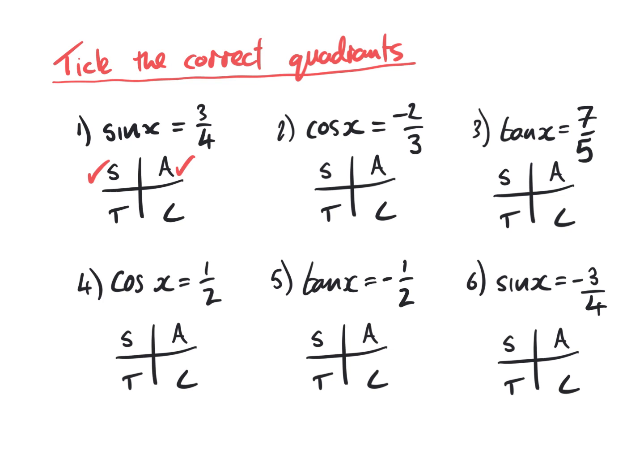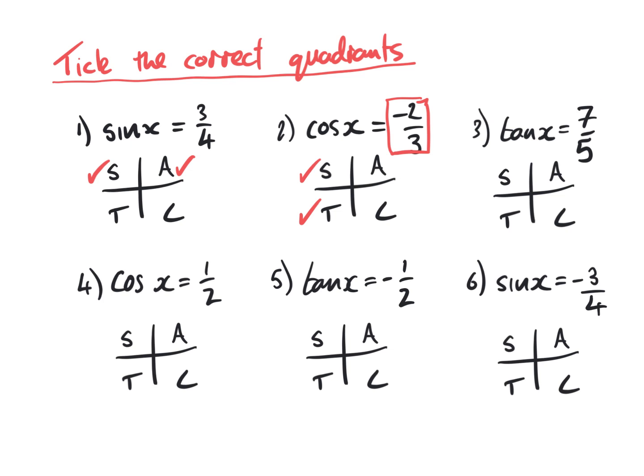Okay, so we'll quickly run through these. First of all, let's have a look at this next one. Cos of x is equal to negative 2/3, so cos is positive at A and C, so therefore it must be negative in the other two, sine and tan. So a good way to do it is to think about what you would be ticking if it was positive, and then tick the opposite two if it's negative.